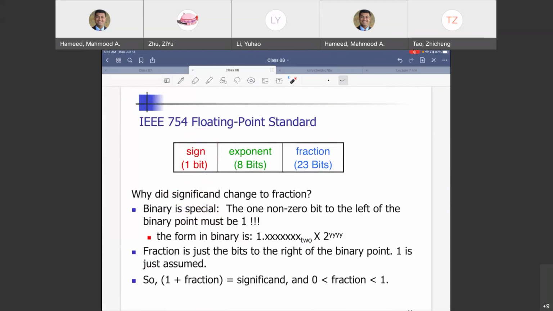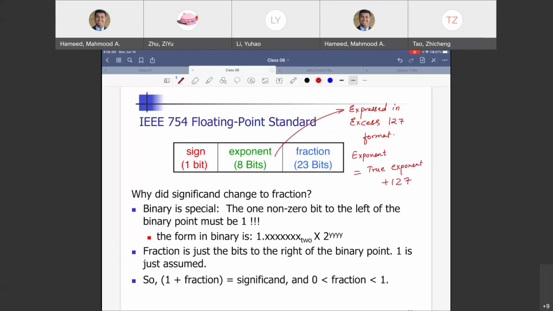The easy part is sign. The next easy part is the fraction. The confusing part is the exponent, because exponent actually is not represented as is. Exponent is actually represented in excess 127 format. What that means is the exponent field equals true exponent plus 127. So whatever you want to represent using those 8 bits is the true exponent, the actual exponent of the number, plus 127.